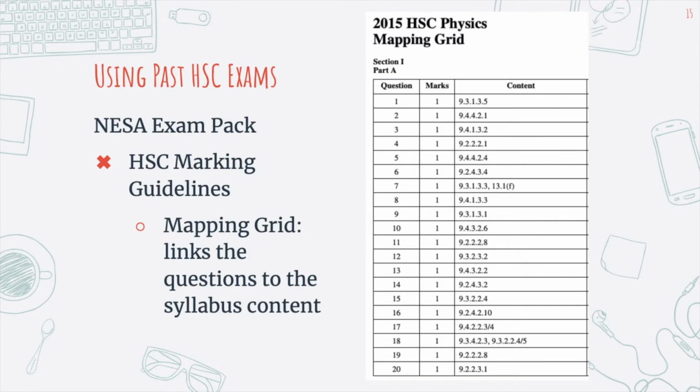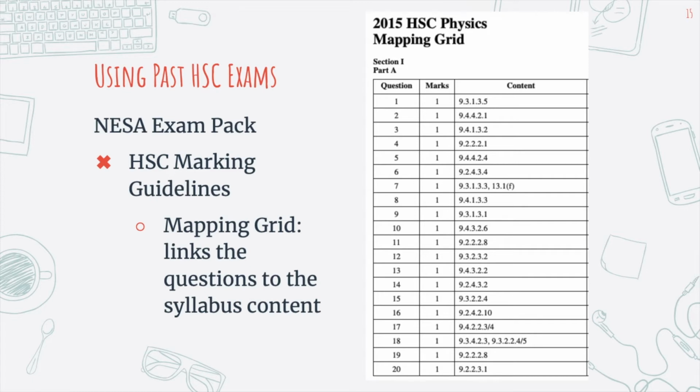Now, when I get a past HSC exam, the first thing I would suggest doing is going right to the bottom of the marking guidelines. You can get the marking guidelines from the NESA exam packs that are online, and at the bottom of the HSC marking guidelines, you will find a mapping grid. The mapping grid links all of the questions from that exam to the relevant syllabus content. Now we can see here that the first question is related to 9.3.1, and then 3.5 refers to the inquiry question and the specific dot point that it is mentioning.